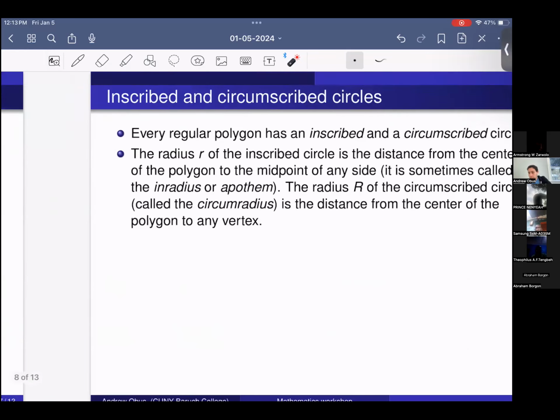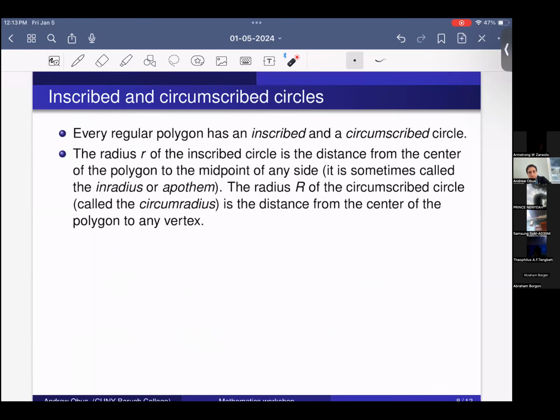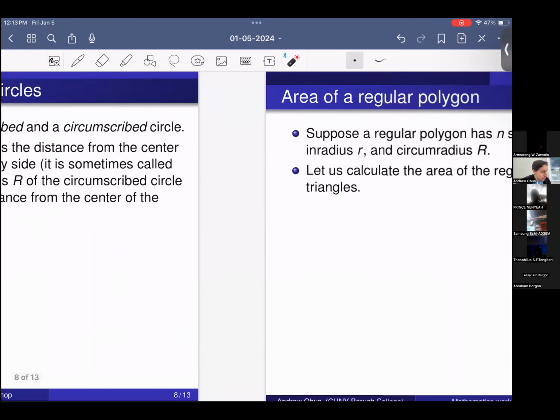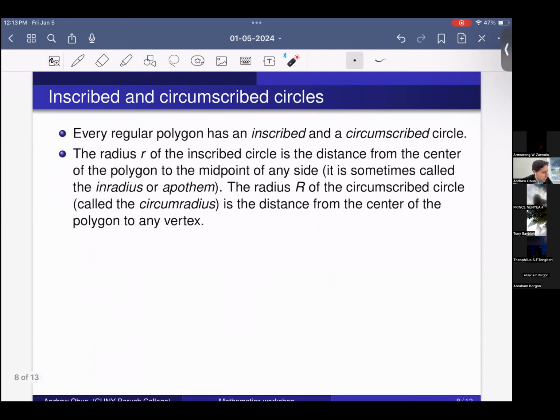Okay, so we move on. One thing that's important about regular polygons is that every regular polygon has an inscribed circle and a circumscribed circle. This is not true for any polygon at all. It is true for every triangle, but every regular polygon has an inscribed and a circumscribed circle. So let me just draw a picture. I'll draw it again with a hexagon, just for an example. Let me draw a regular hexagon.